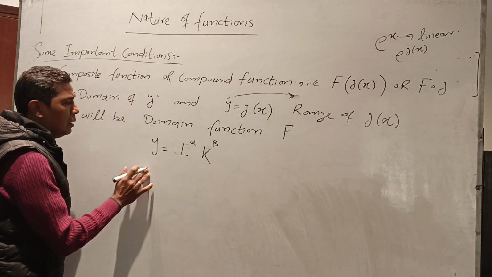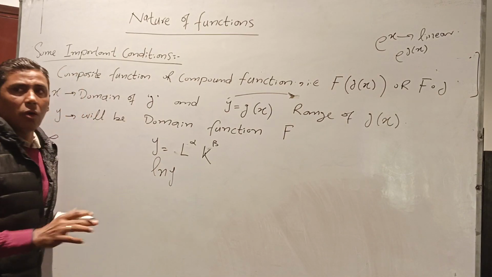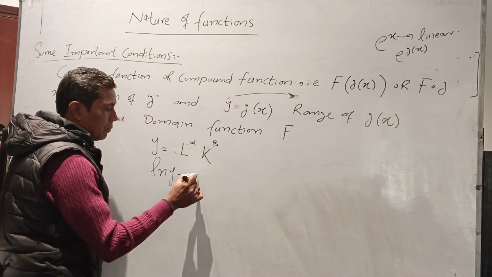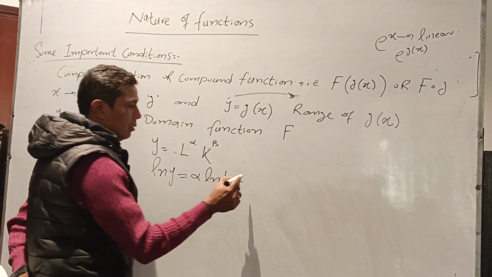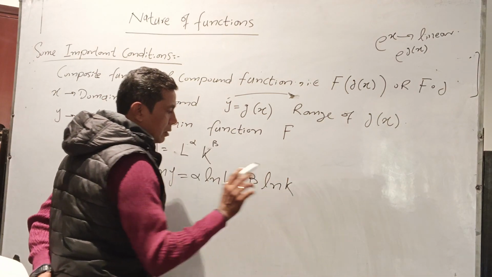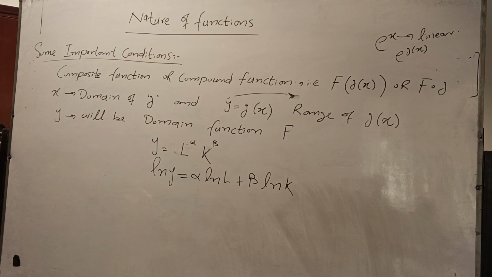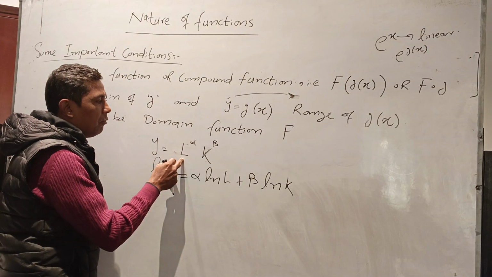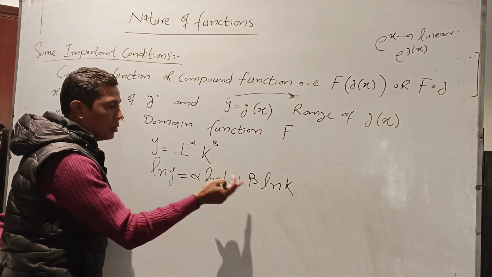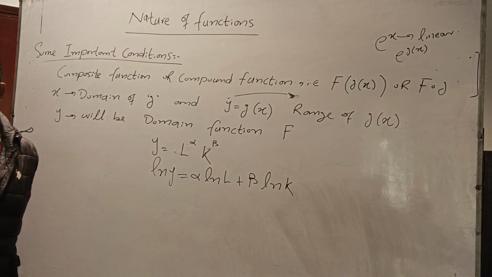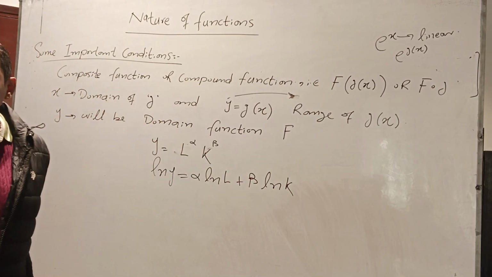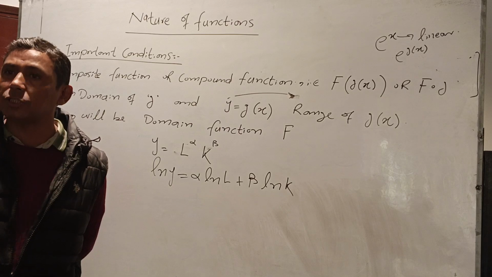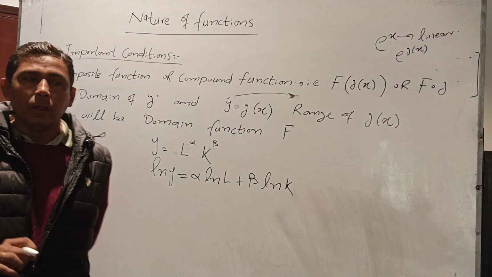Now I take the log of this, let's say. So what will it be? ln Y, taking log on both sides, equals ln A plus alpha ln L plus beta ln K. Log is applied to each term, and the power can be brought down, so it will be alpha ln L plus beta ln K. That is called the log linearization of the function.